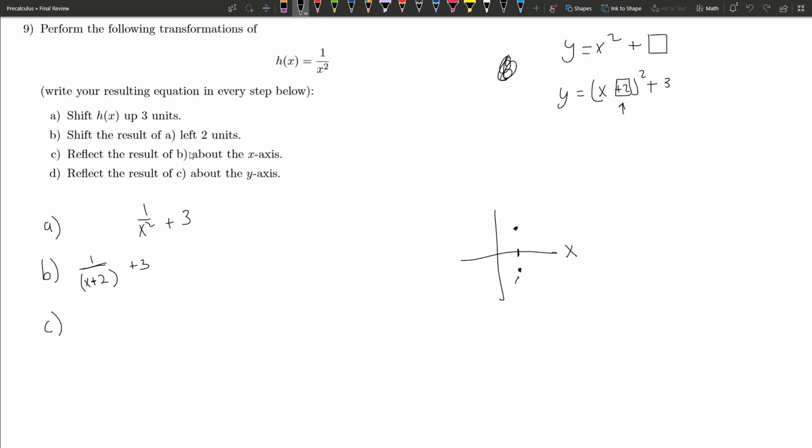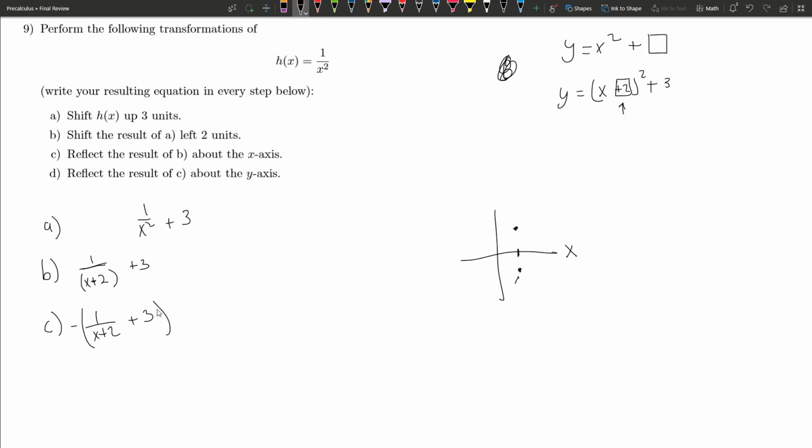Reflect the result of B. So it would just be whatever this is, because this is the y value. You want to just put a little minus sign in front of it. So I'm just going to undo that. So this is a minus 1 over x plus 2 plus 3. It's a minus of all of that.